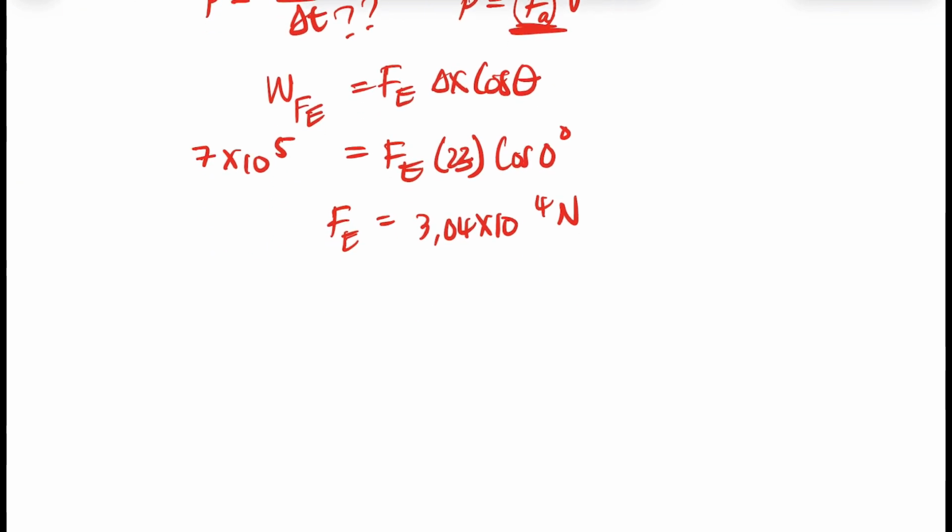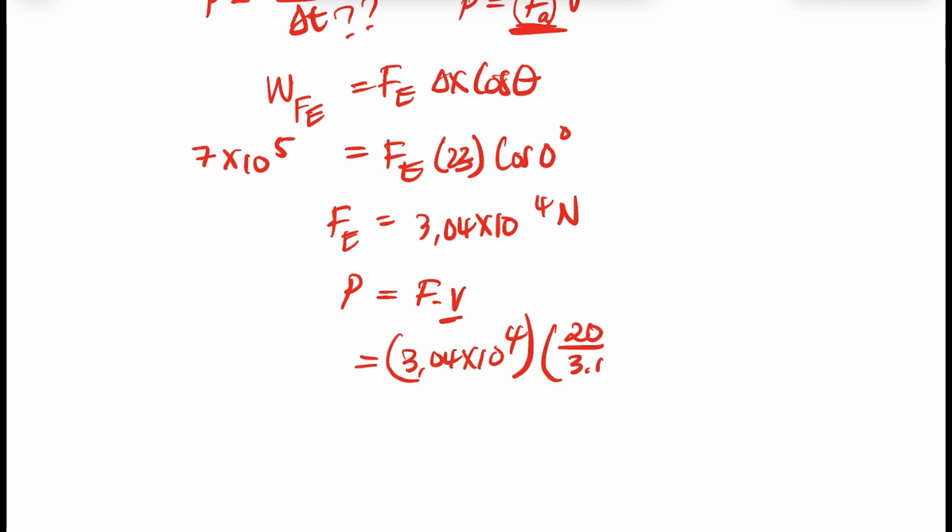What are we going to do with that? We go to the formula of power. Power average is equal to force times velocity. The force now is 3,04 times 10 to the power 4. And then the velocity is the constant velocity, right? Which is 20 divided by 3.6, which is 5.56. Our answer there will be 1.6 times 10 to the power 5 watts. That's the power there.